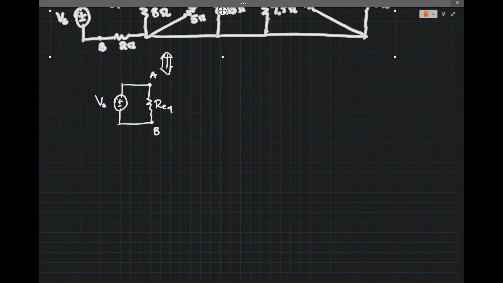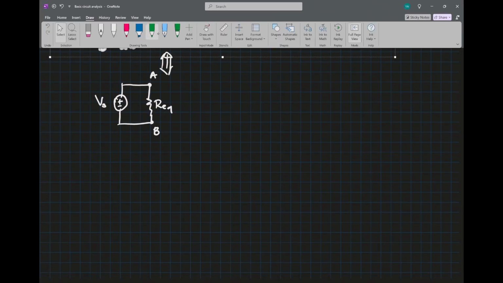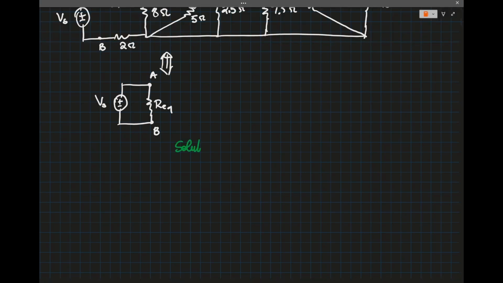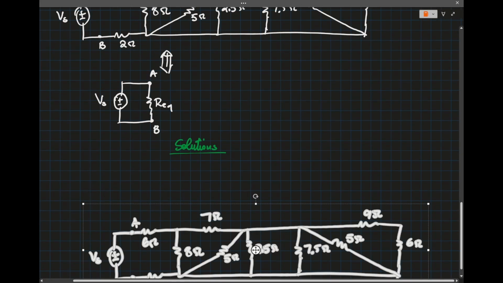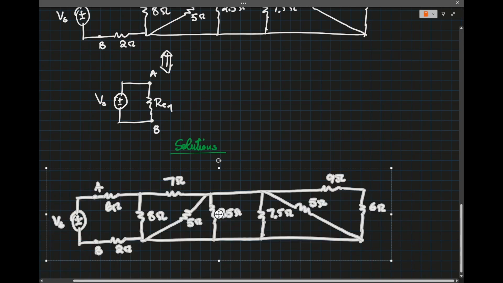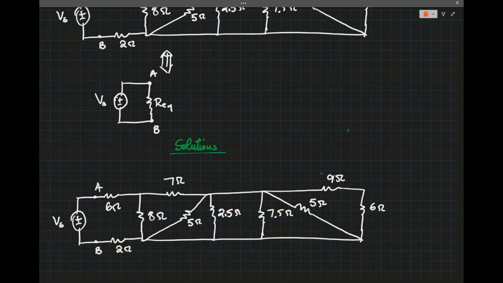Okay, let's do the solution. I'm going to paste the network here. Now this 6 ohms and this 9 ohms are in series, because they carry the same current. So that is 6 plus 9, which is 15 ohms.